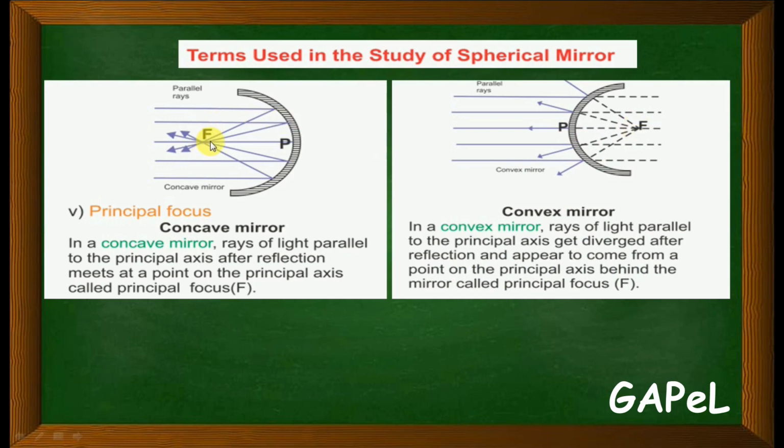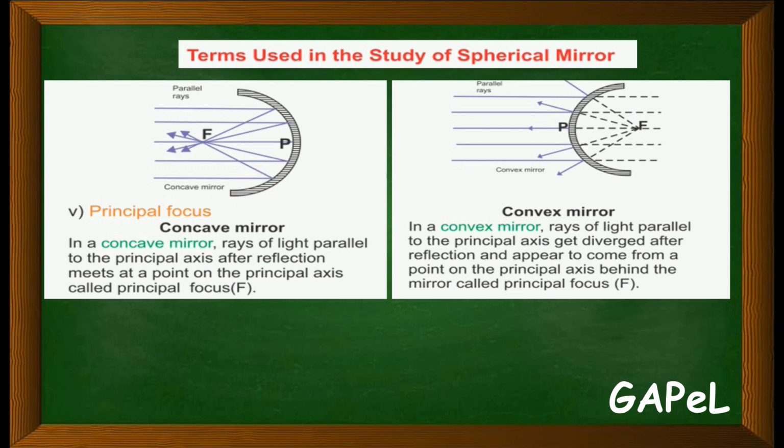The distance from the mirror to the virtual F behind it is the same as the F distance in front. So ray of light parallel to the principal axis gets diverged after reflection and appears to come from a point on the principal axis behind the mirror. That point behind the mirror is the principal focus in a convex mirror, whereas in the concave mirror the rays meet in front. They are two different things.